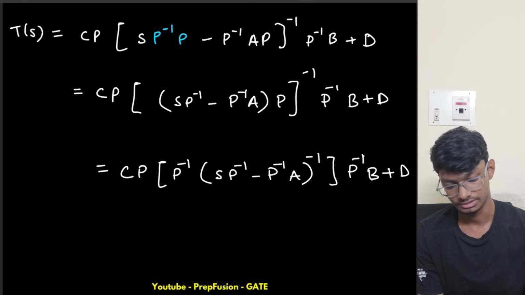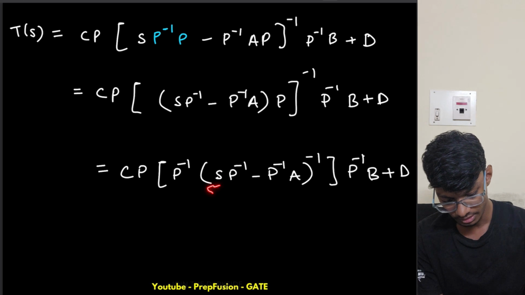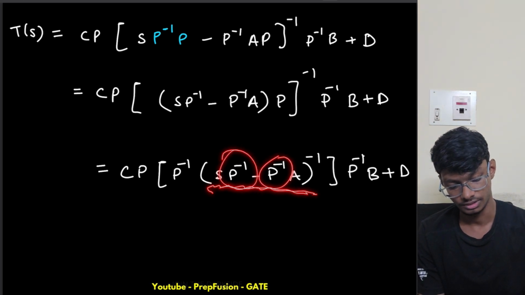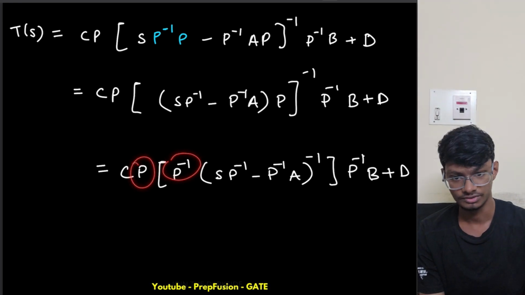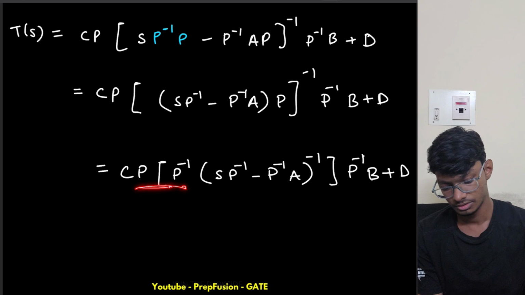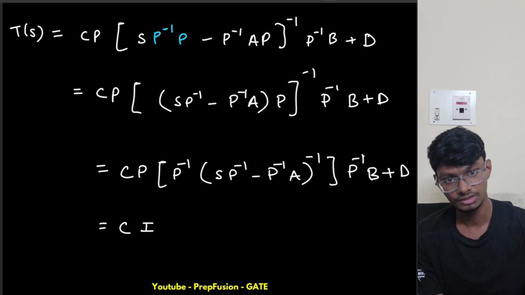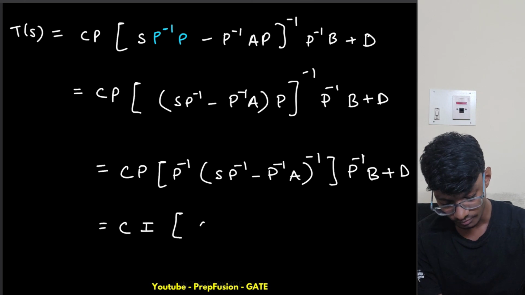This P inverse can get cancelled. So like before that, what I will do, again I will take common here, like P inverse also here. I can take common P inverse also here, right? So first I will cancel this P with P inverse, because this is I only, right? So simply this is C times I, because I'm simply multiplying P with P inverse. I will get I.